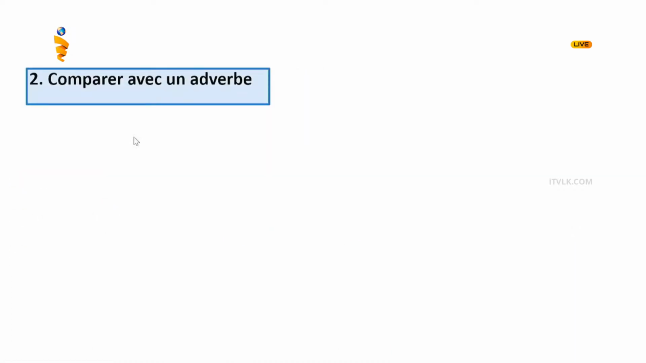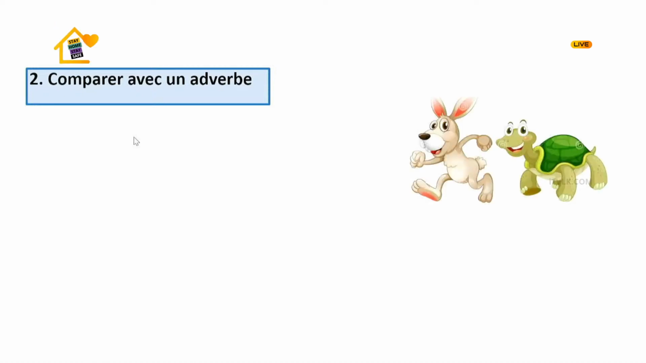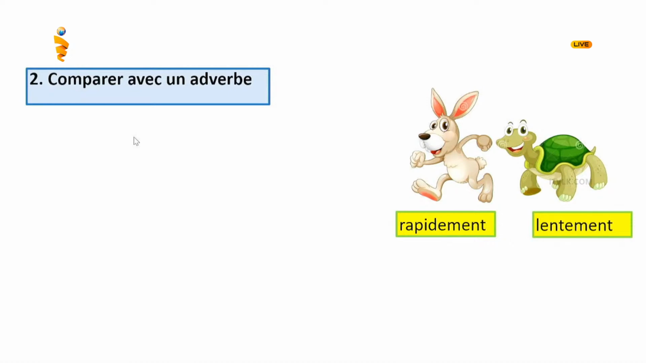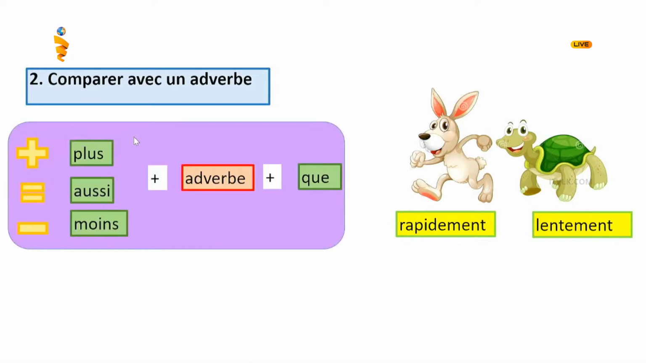Fine. So now we are going to compare with adverbs. So earlier we compared with adjectives. Now we are comparing with adverbs. So you know, children, what an adverb is. Generally, we are describing a verb with an adverb. So I'm going to compare these two animals, le lapin et la tortue. The adverbs I'm going to use there are not only one, there are two, rapidement and lentement. So this is the structure you have to follow. Just like adjectives, you have to follow the same structure, but here you are using an adverb.